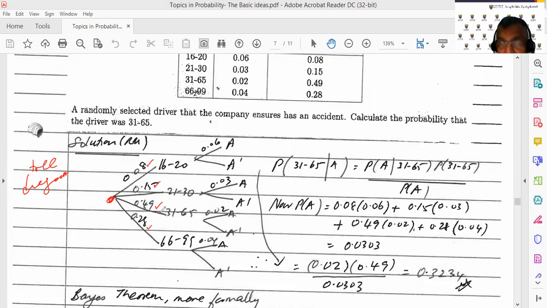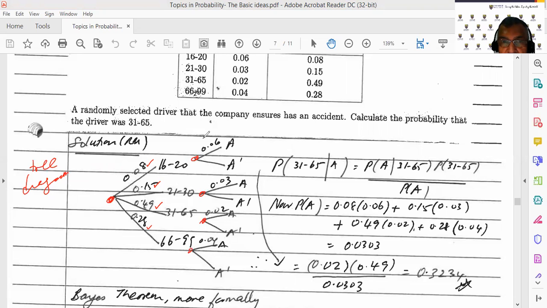0.08, that last column, right? 0.08, 0.15, and then I have got 0.49, and then I've got 0.28, okay? Now, what happens from this? After you've done this part, you go to the second set of nodes.